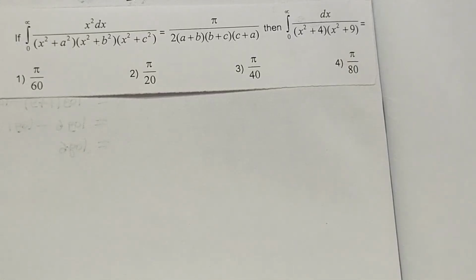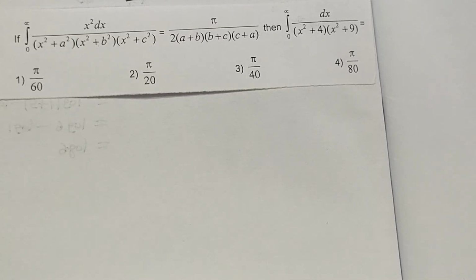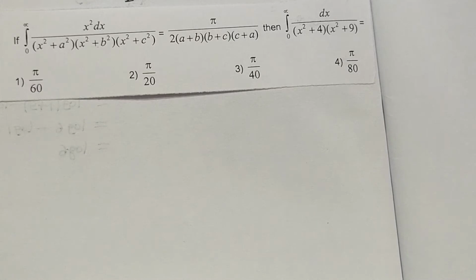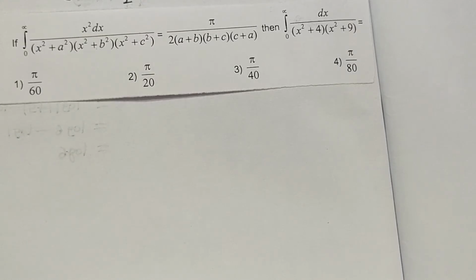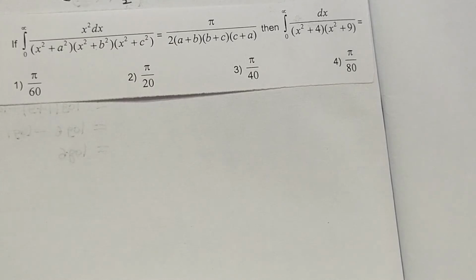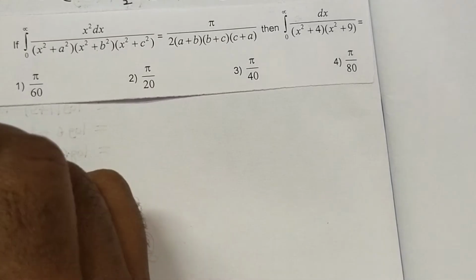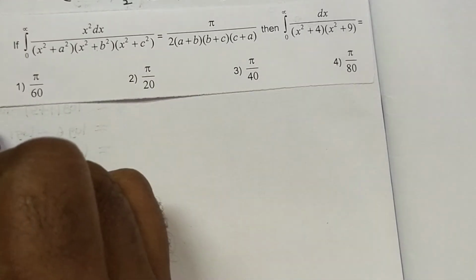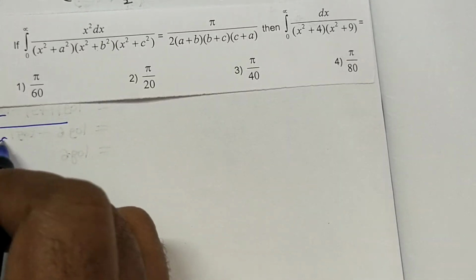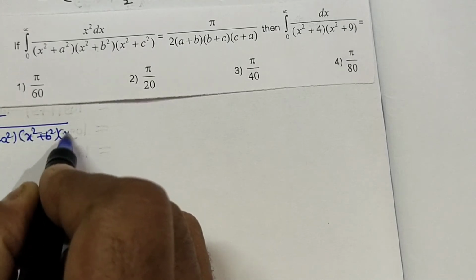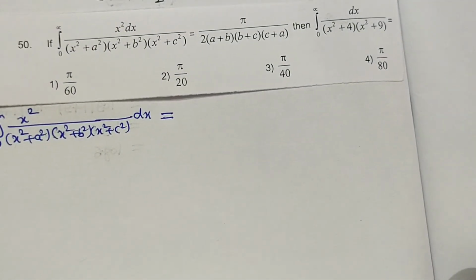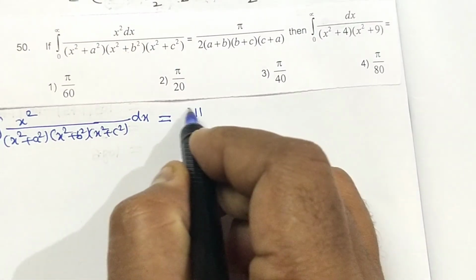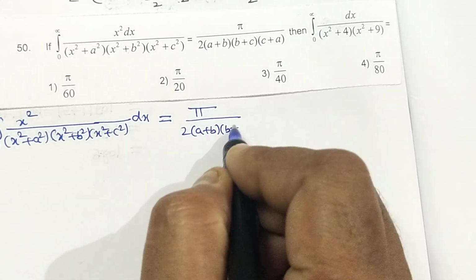The next question. If integral 0 to infinity x square dx by x square plus a square into x square plus b square into x square plus c square equals pi by 2 times of a plus b into b plus c into c plus a, then integral 0 to infinity 1 by x square plus 4 into x square plus 9, they are asking. So the integral given, 0 to infinity x square by x square plus a square, x square plus b square, x square plus c square into dx, is equal to pi by 2 times of a plus b, b plus c, c plus a.